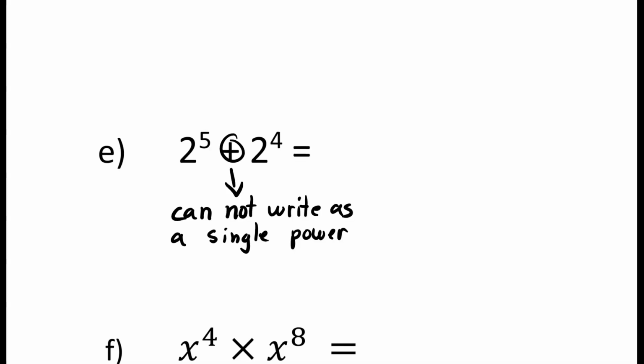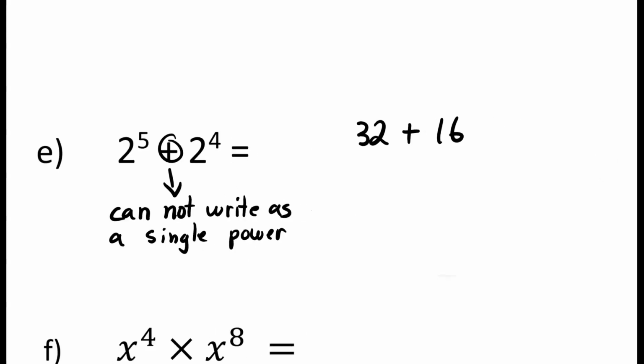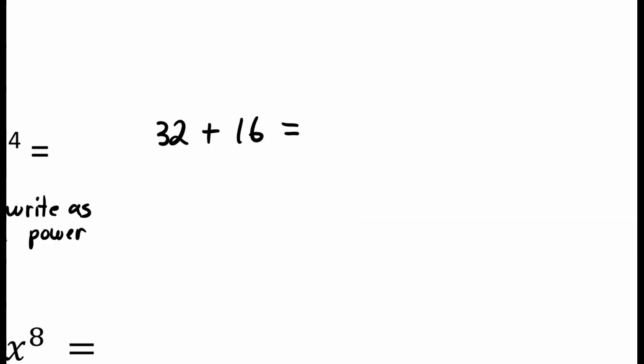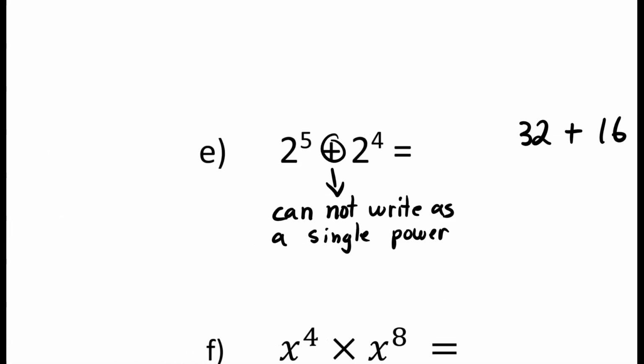So we need to evaluate what 2 to the power of 5 is and what 2 to the power of 4 is. Well, 2 to the power of 5 will get us 32 plus 2 to the power of 4 gets us 16. Now to evaluate this, you have 32 plus 16, which gives us 48. So just because we are working on this page, don't assume that they're all going to be multiplication questions. Please pay attention to your symbols.